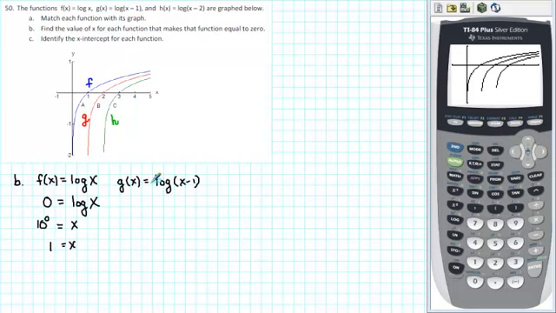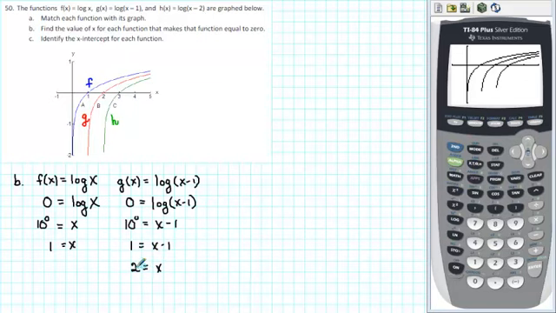For g of x, we'd use a similar strategy. We would substitute 0 for g of x. To solve this equation, we exponentiate both sides base 10. So on the left-hand side, we get 10 to the 0. And on the right-hand side, the exponentiation base 10 undoes the logarithm base 10, just leaving us with x minus 1. So we get 1 is equal to x minus 1. Adding 1 to both sides gives us x is equal to the number 2.